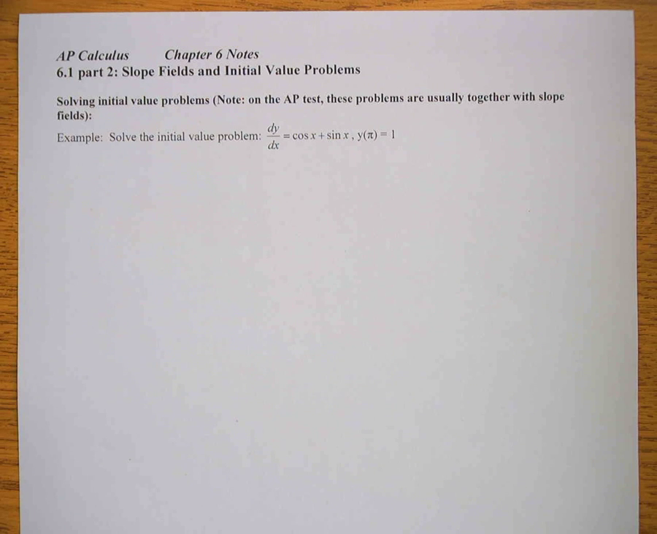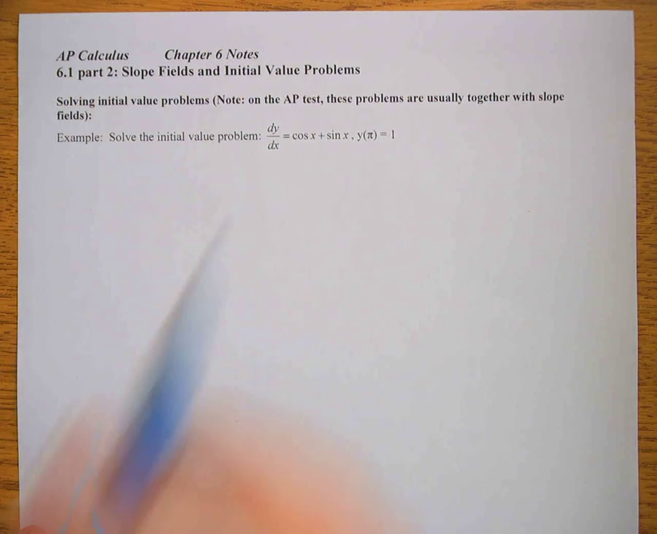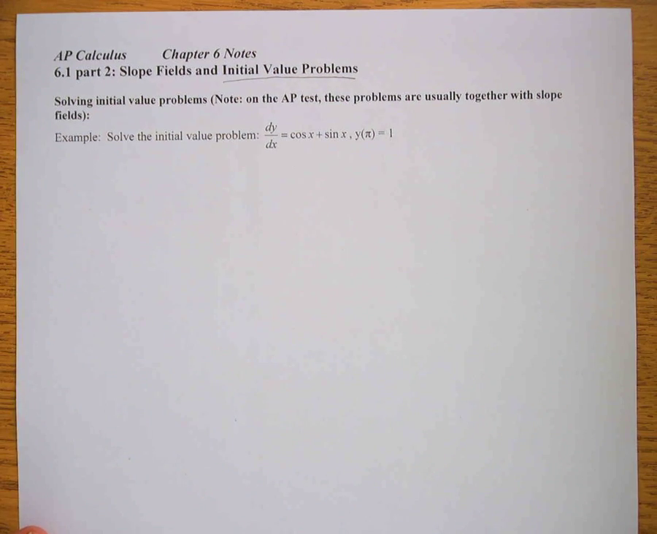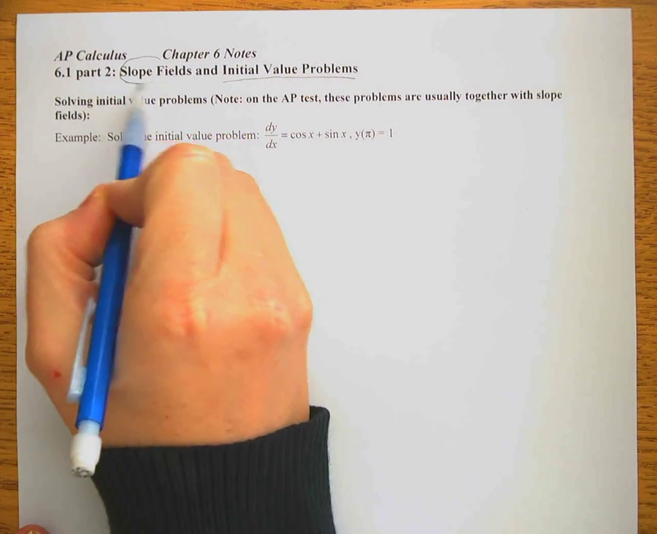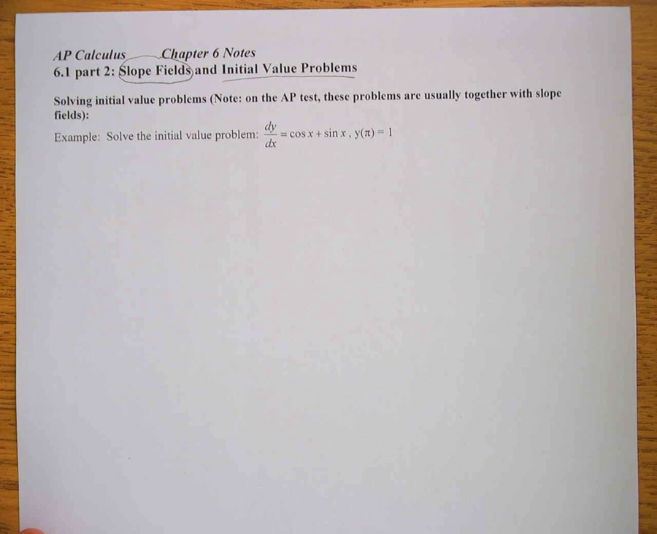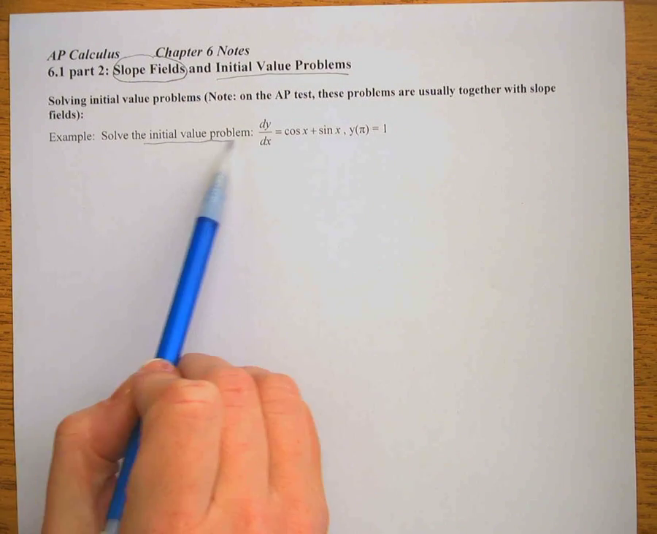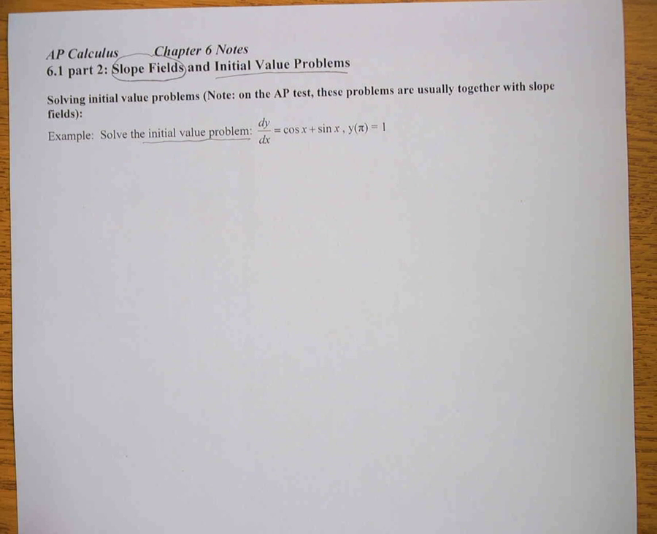Welcome to part 2 of 6.1 notes, where we're going to start getting into the main focus of this chapter, which are initial value problems. And actually in this section, we're also going to look at slope fields because the AP test tends to put these two concepts together in the same problem. The first thing we're going to look at is how to solve an initial value problem. And then in the second video, we're going to look at what slope fields are. And then in the third video, we're going to put the two together.